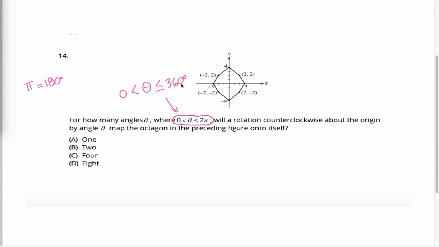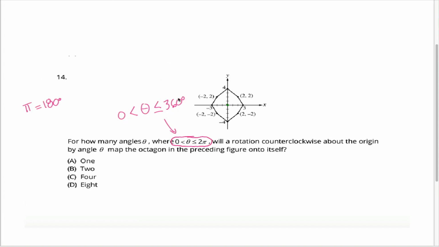Anyways, how many angles between 0 and 360 degrees will a rotation counterclockwise about the origin, the point 0, 0, map the octagon in this figure onto itself? This is probably a problem you can just kind of look at and talk yourself into the right answer. But in case you can't, let me try to talk you through a method that'll work. And maybe by coming up with a more concrete method, you'll have the tools to solve similar problems which aren't quite as apparent.